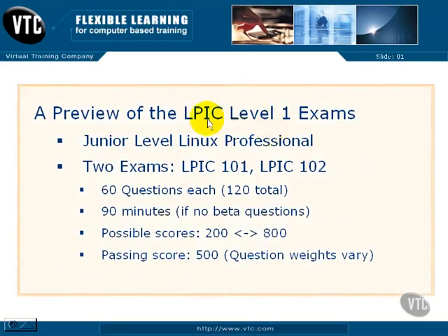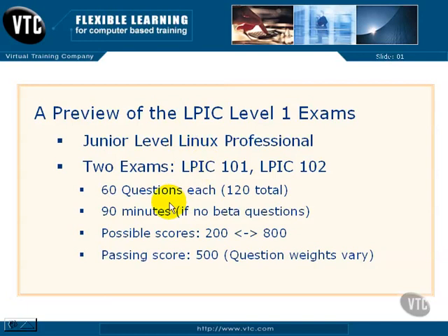A preview of the LPIC Level 1 exams. To qualify as a junior level Linux professional, certified by the Linux Professional Institute, you'll need to pass two exams, LPIC 101 and 102. These exams have 60 questions each.